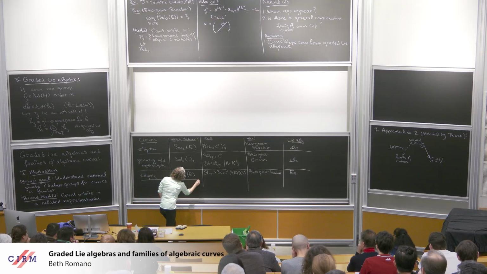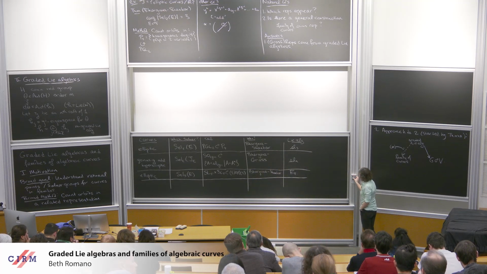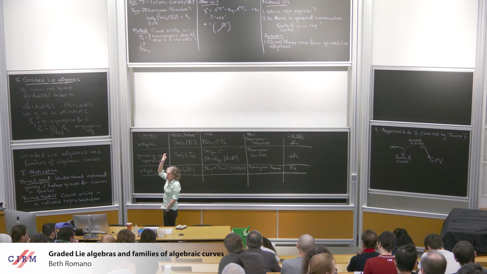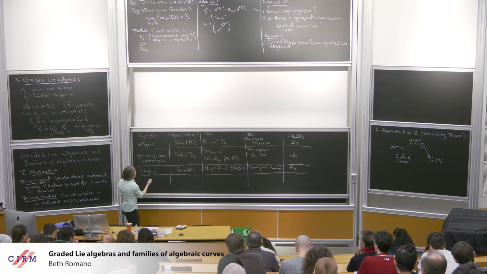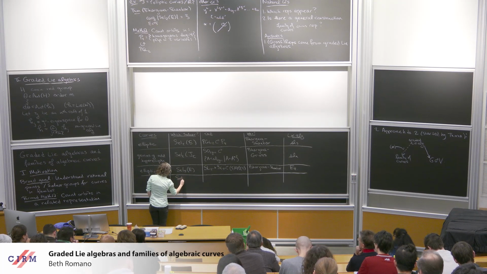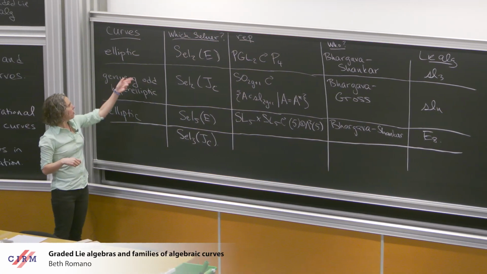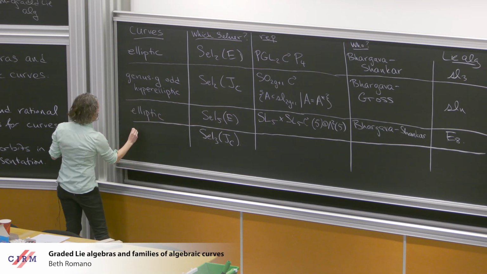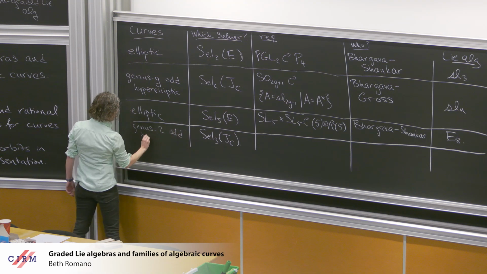And actually, I'll fill in another column here. So Jack Thorne and I, using these combined methods, using graded Lie algebras, we were able to prove that the 3-Selmer group for the Jacobian of genus 2 odd hyperelliptic curves has average size 4. So this is genus 2 odd hyperelliptic.